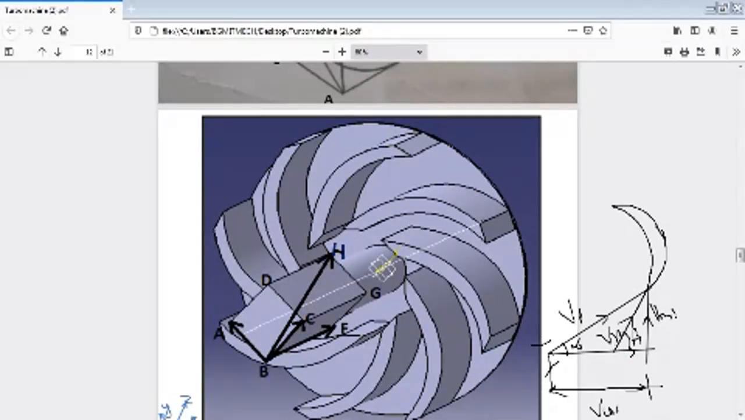That is beta 1. The difference between these two, that is U1. Some portion of the energy is used for this movement forward. The blade moves in this direction, though this is U1. The blade will move to the right side here.